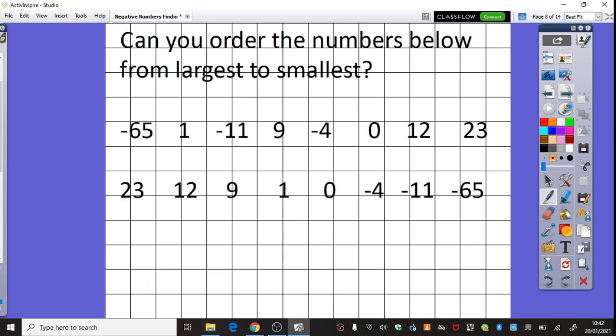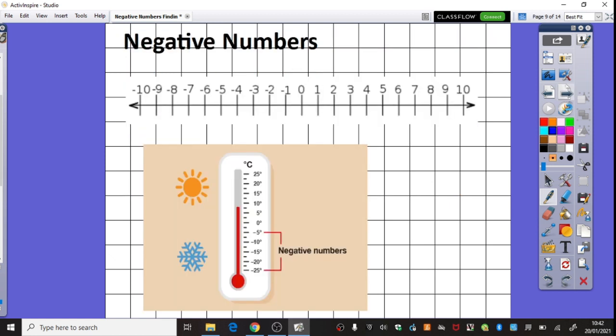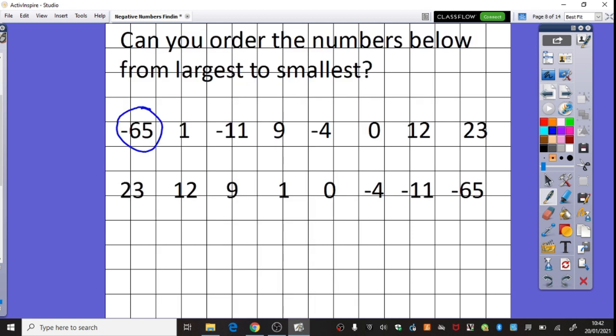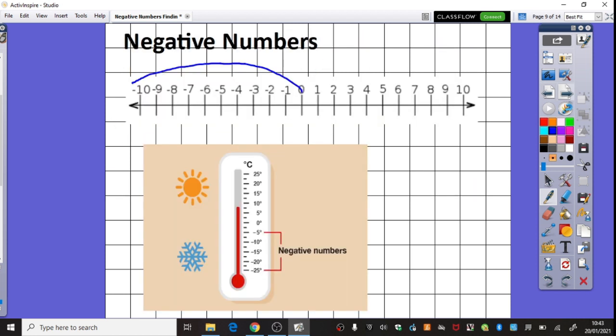Okay, so let's have a look at those numbers from largest to smallest. I deliberately put in there for you a minus 65, because often we look at the number 65 and go, oh, that must be the largest. But actually, just a reminder, because it is that minus number, remember the further away the negative number is from 0, the smaller it is. So we actually started with 23, 12, 9, 1, 0, minus 4, minus 11 and minus 65, which is obviously the furthest from 0.